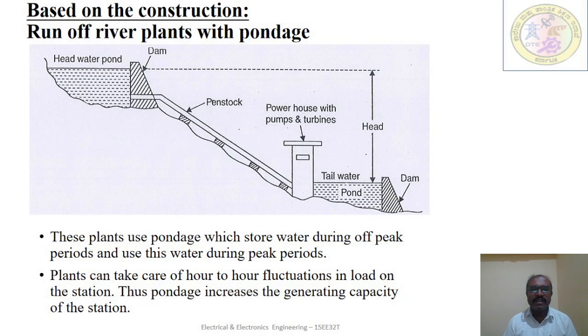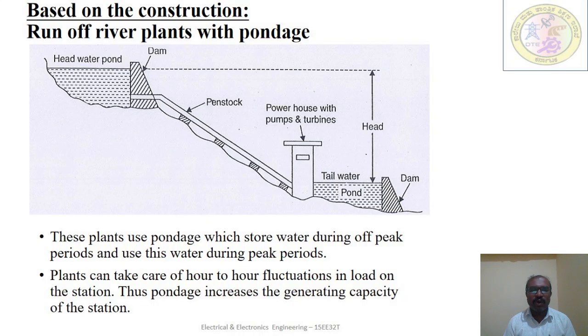In this plant, it is designed for peak load. Here, two types of water ponds are used, called the upper head water pond and the tail water pond. The two water ponds are connected to each other by a penstock. The main generating plant is at the lower end.